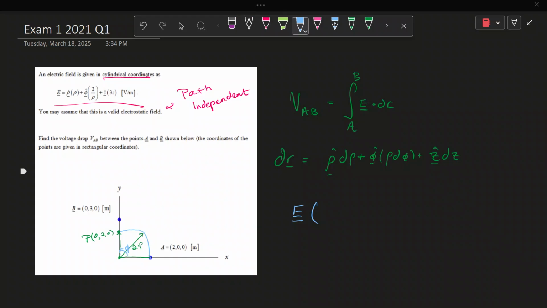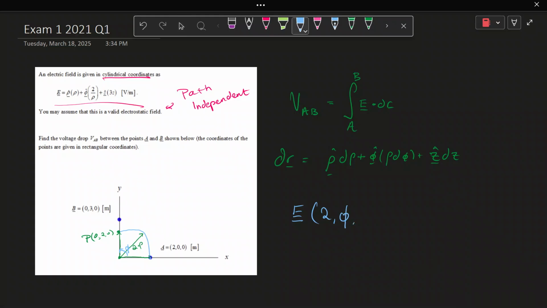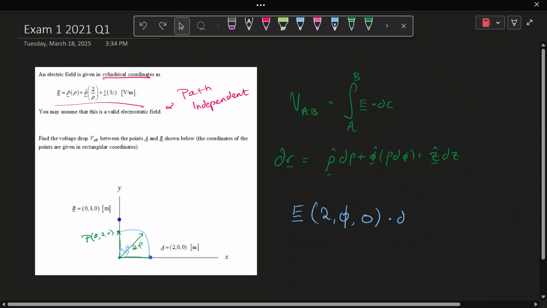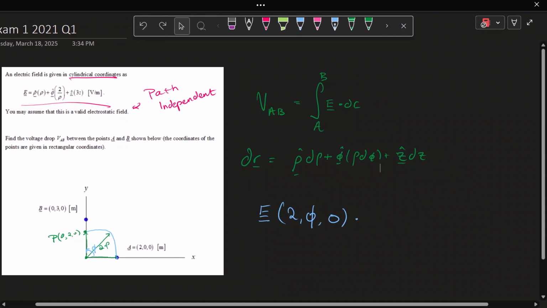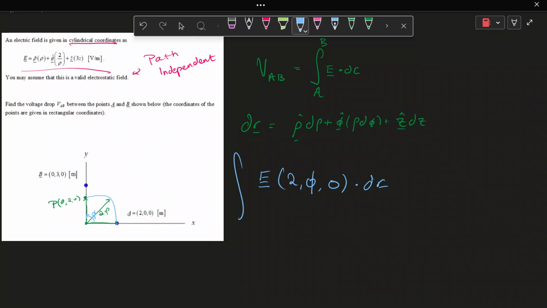So what does that tell us? Well, rho is going to be a fixed value of 2. Phi is going to change, so we're going to label it as phi. Z is going to be stuck at 0 because we're on the xy plane, right? So we're going to let this be 0. This is our E vector, and we're dotting it with dr. Of course, we're integrating from what points, though? We are integrating on this path from point A to point P.